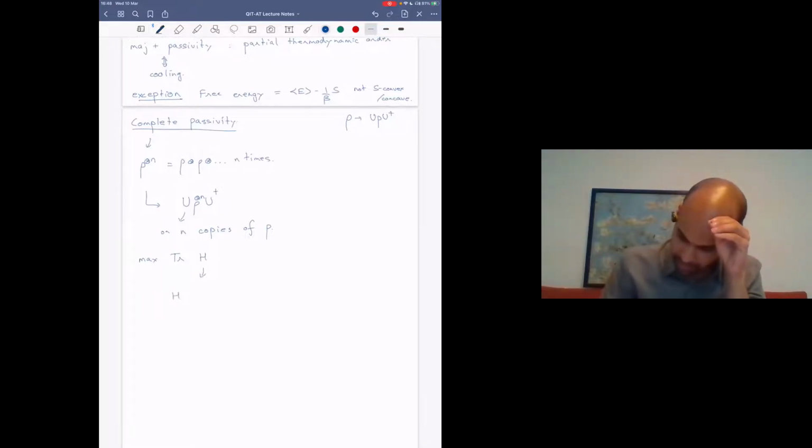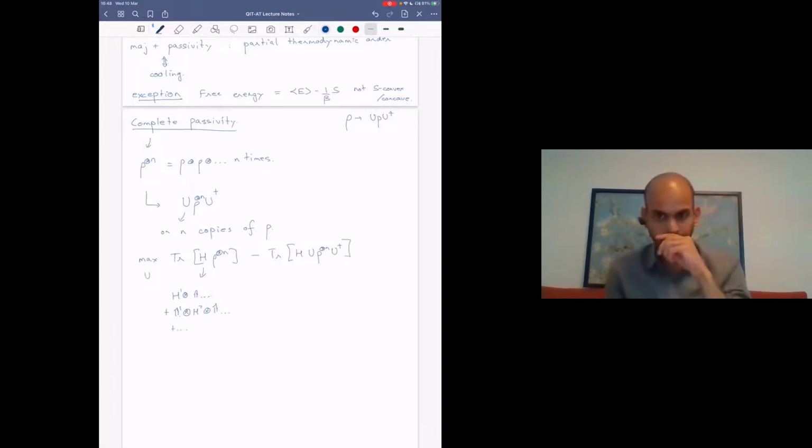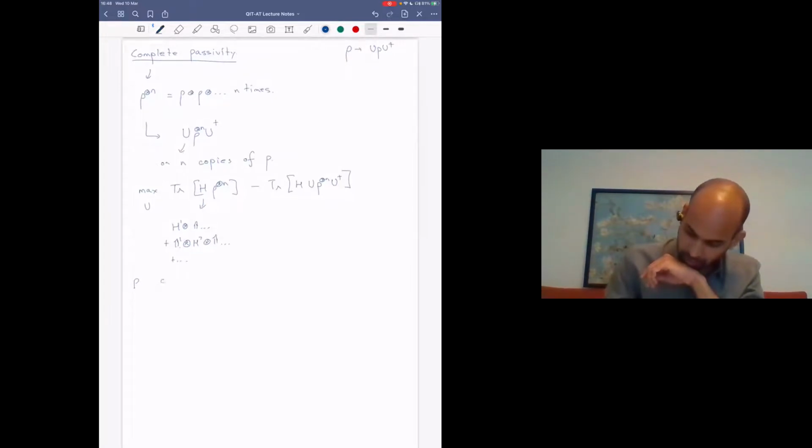So we say H1 tensor identity on the rest plus identity tensor H2 tensor identity on the rest, and so on and so forth. And this acting on rho tensor n, minus the same quantity acting on U rho tensor n U dagger, and the max over all U. And I call a state rho completely passive if and only if this is 0.